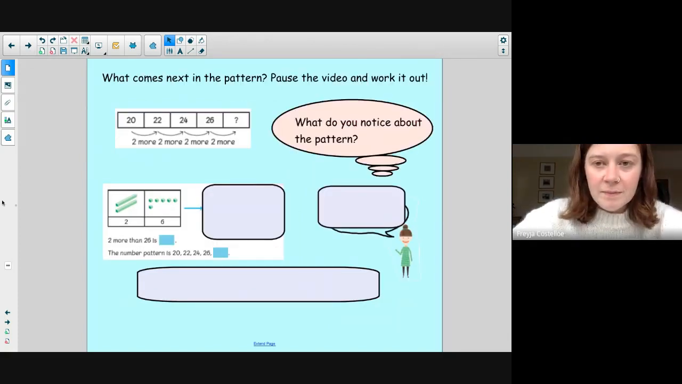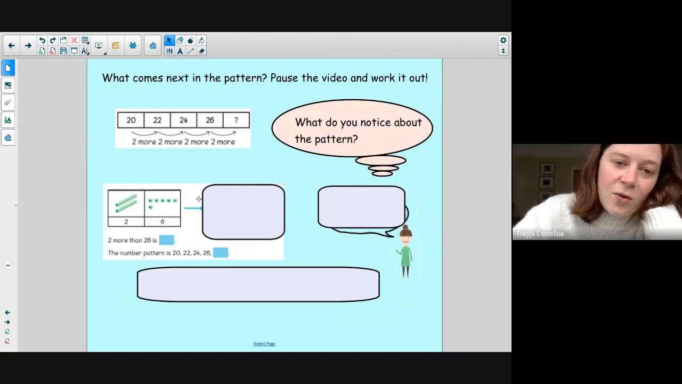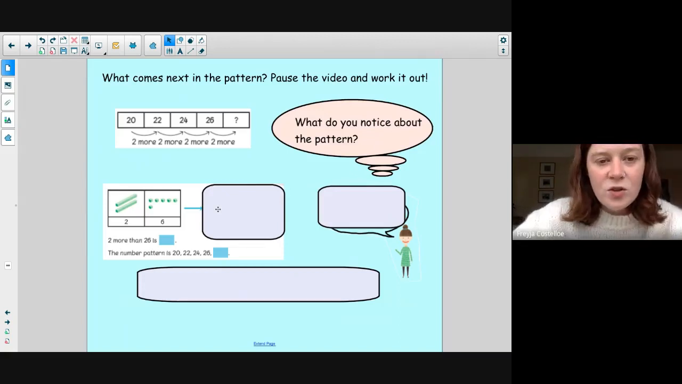What about this one? What comes next in the pattern? Can you pause the video and work it out? What do you notice about the pattern when you have worked it out? Off you go. Okay, so well done. You must have paused and come back to the video. So let's see. What did you notice about the pattern in this set of numbers?